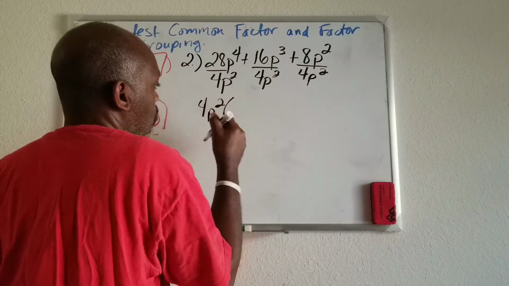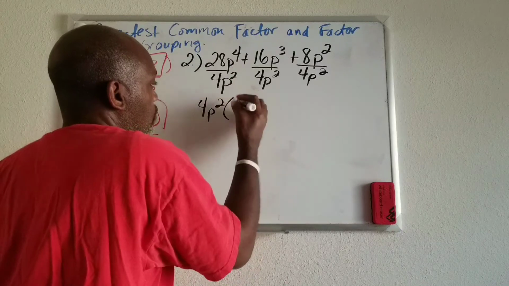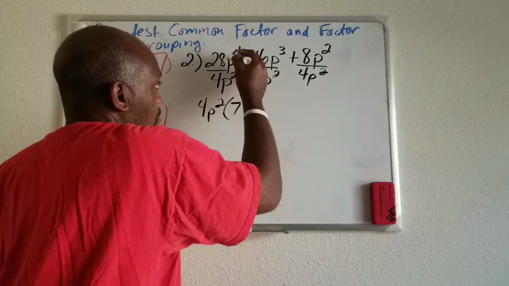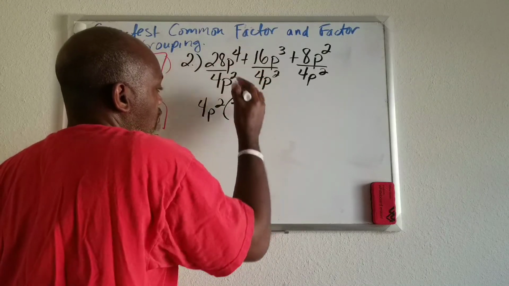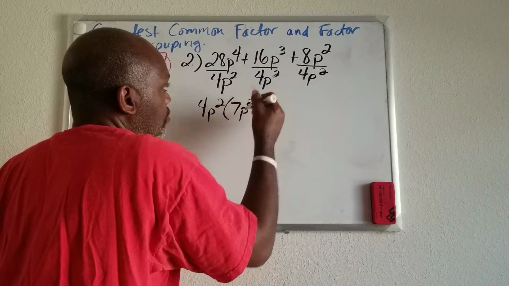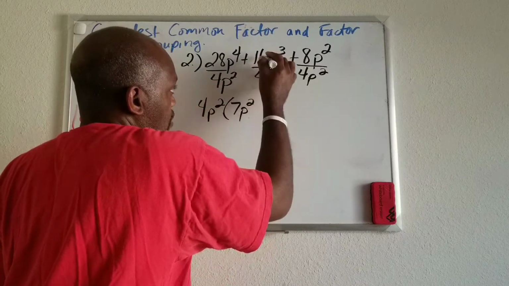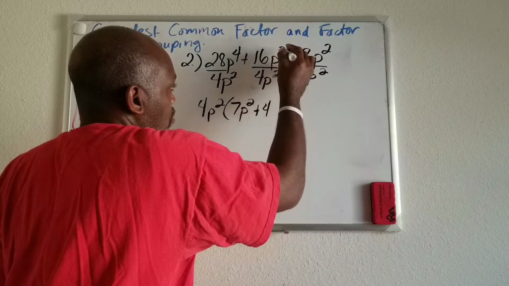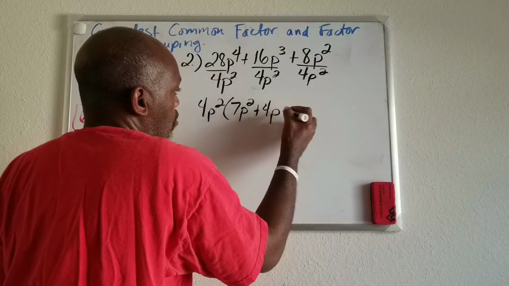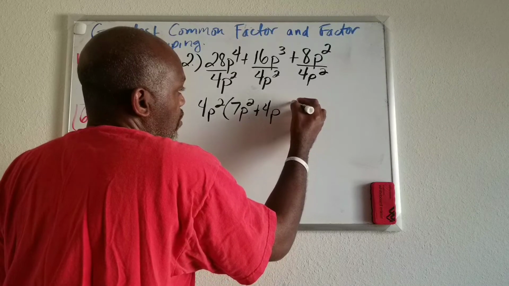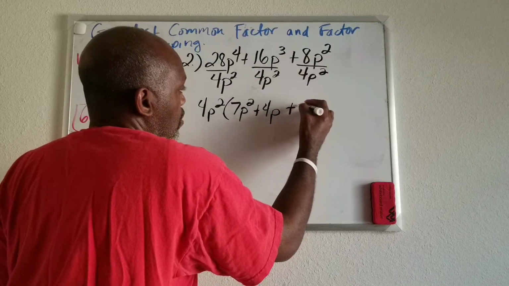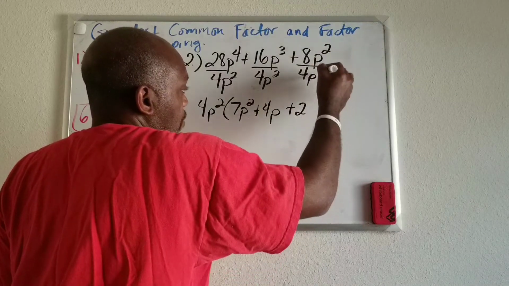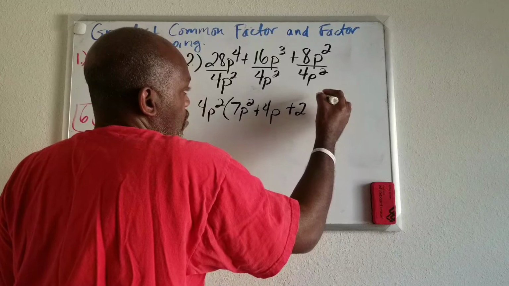And so what I'm left with is 28 divided by 4 is 7. p to the 4th divided by p to the 2nd: remember, same base, so I subtract since I'm dividing. And then plus, 16 divided by 4, which is 4. And then p to the 3rd divided by p to the 2nd is just the letter p. Okay? And then 8 divided by 4 is 2, and p to the 2nd divided by p to the 2nd is 1.